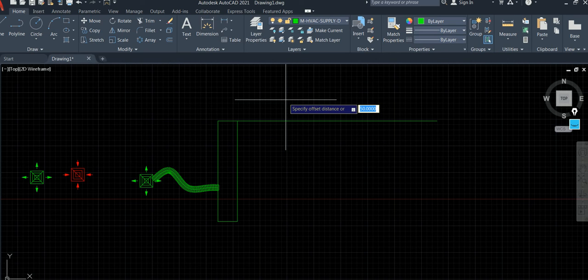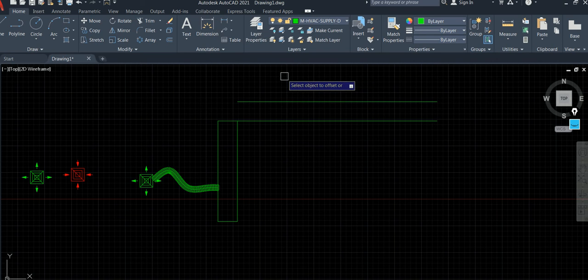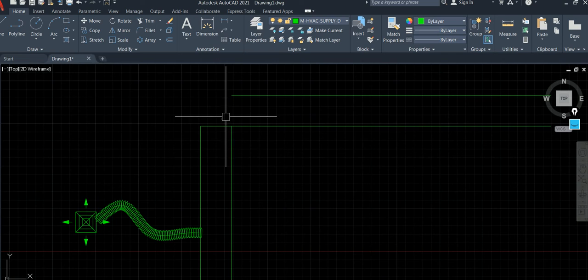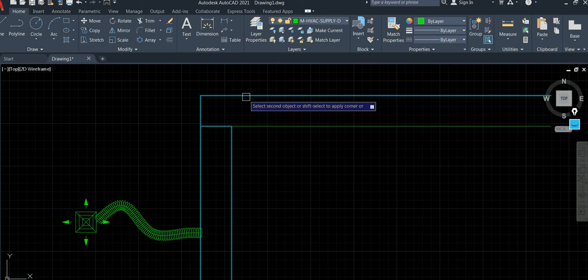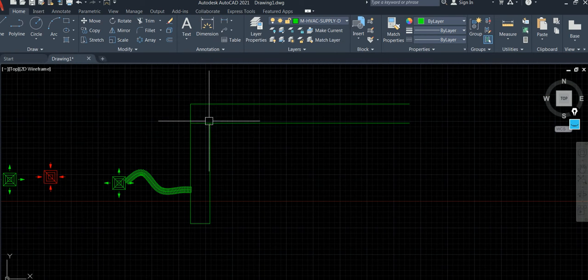Offset 900. Object this one, this side, isn't it? We can bend like this. Now my question is, if we want, we can do something better. Fillet this one with this one. This would be the actual story, but it does not look very good, isn't it? We want to make it radius. Let's say we want to make long radius.